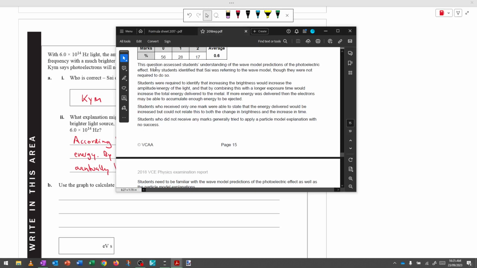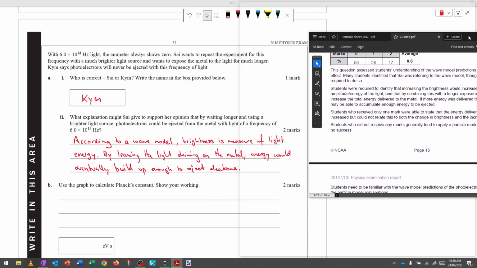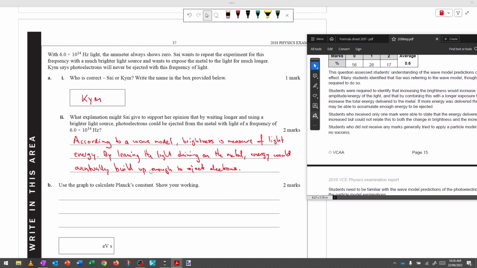So I find it interesting that they said students identified that Psi was referring to the wave model, though they were not required to do so. But if you didn't specify that you're talking about a wave model, this doesn't make much sense, because the build-up of energy is not really a wave model thing. So that's probably why you don't have to specify wave model. But yeah, just identifying that the brightness measures the light's energy, and then by increasing how much energy is provided to the metal, eventually the energy would build up enough to eject those electrons.